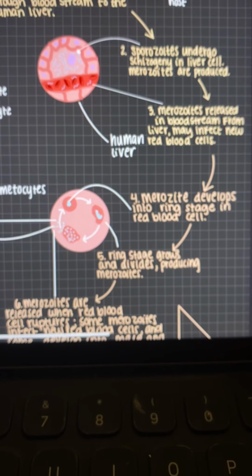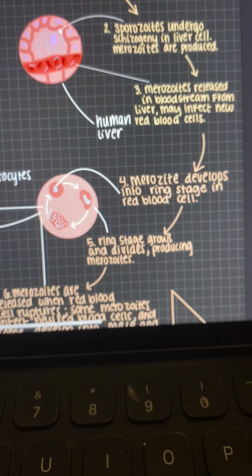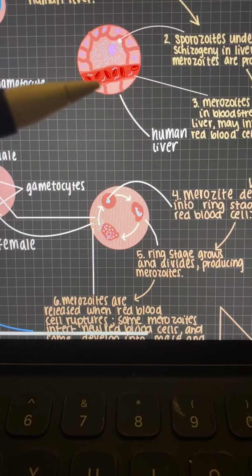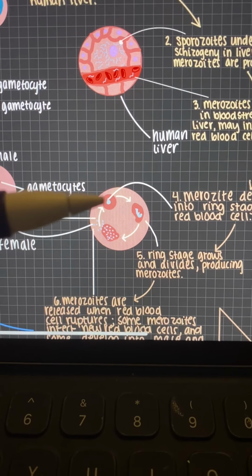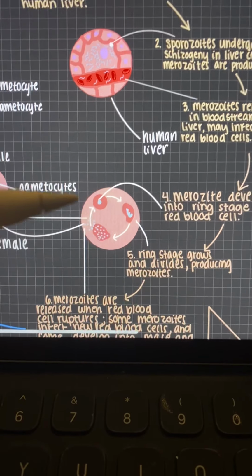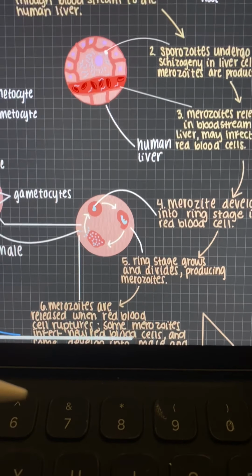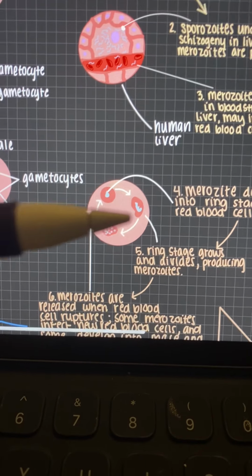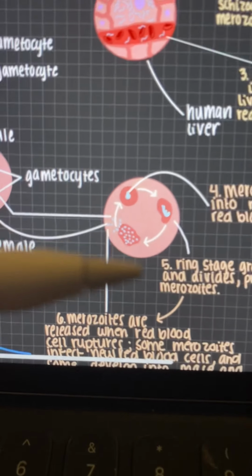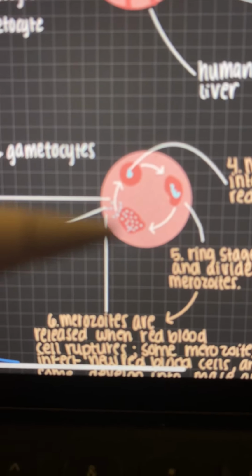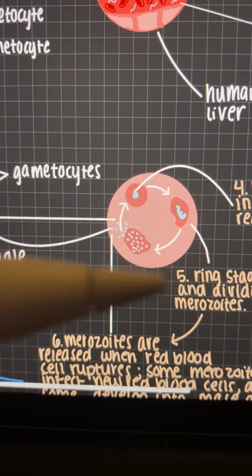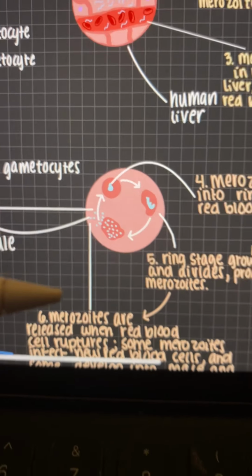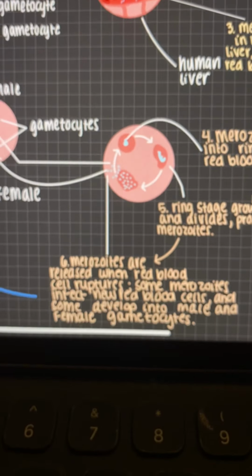So the merozoite develops into a ring stage in the red blood cell. So once they go into the red blood cell, here you'll see that they're going to go through their own cycle. So the ring stage grows, so you see it growing here, and then it divides. If you look closely, let me focus it, you can see that it's dividing into more parts. So then we're going to go to step 6.